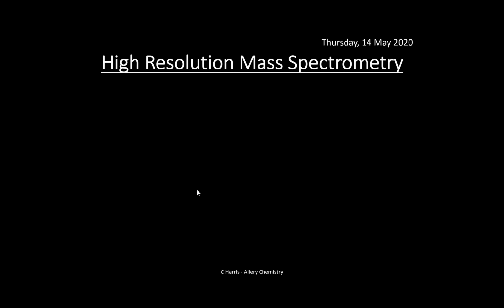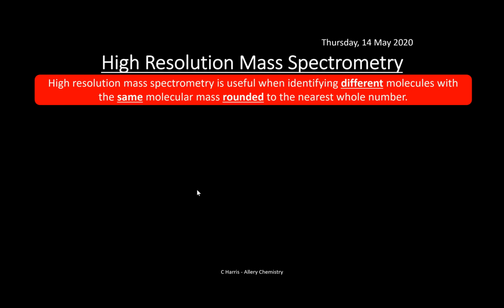Okay, so we can also look at something called high resolution mass spectrometry. High resolution mass spectrometry is really useful when we're identifying different molecules with the same molecular mass, rounded to the nearest whole number. You might, for example, have 2 molecules with a mass of 47. Having a molecular mass of 47 doesn't necessarily identify what compound you've got, mainly because there's a lot of different compounds with a molecular mass of 47.